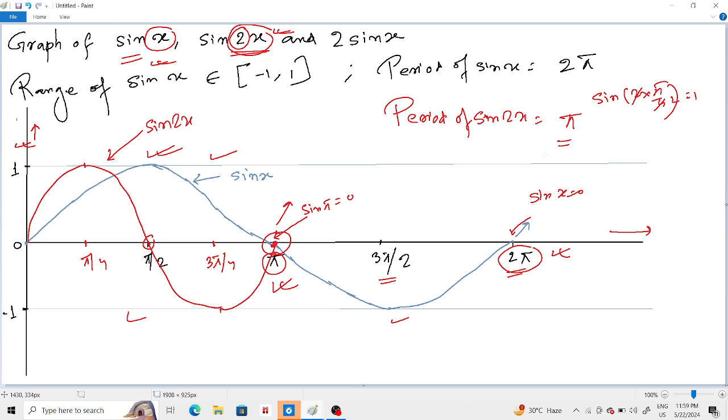We have drawn the graph of sine x, and based on sine x we have drawn sine 2x. Sine 2x is going to reach the same destination but at half the distance, and we can see that after pi it is going to repeat the design, therefore pi is the period of sine 2x.